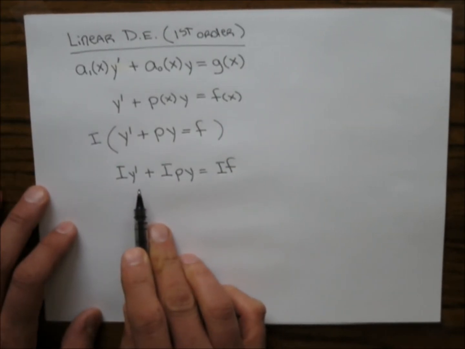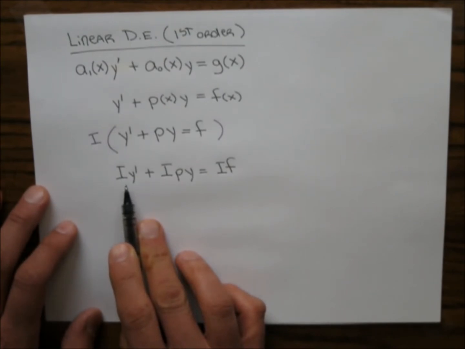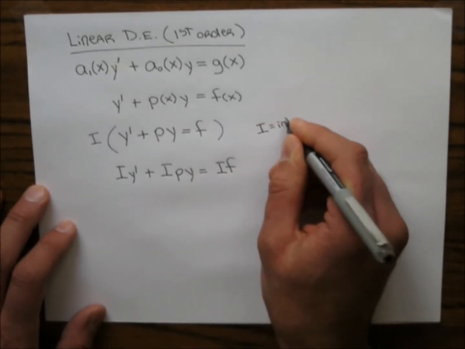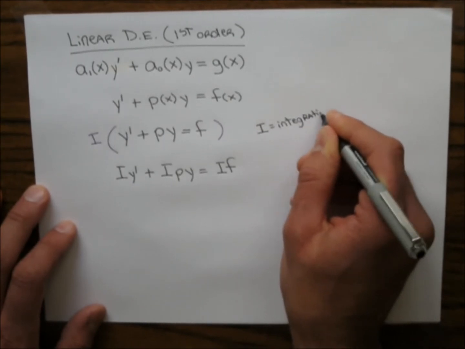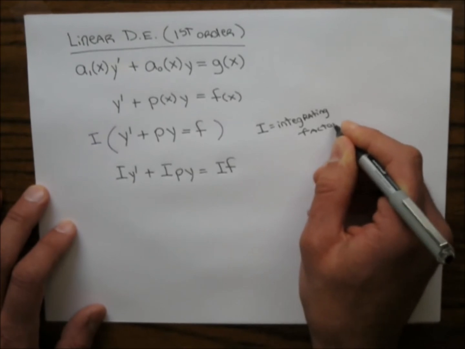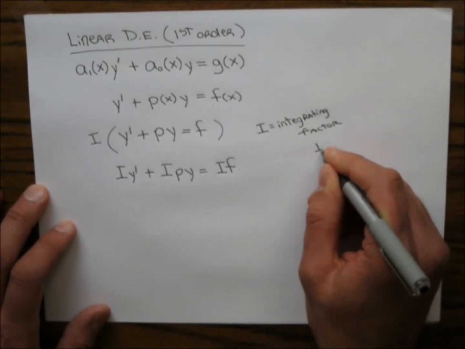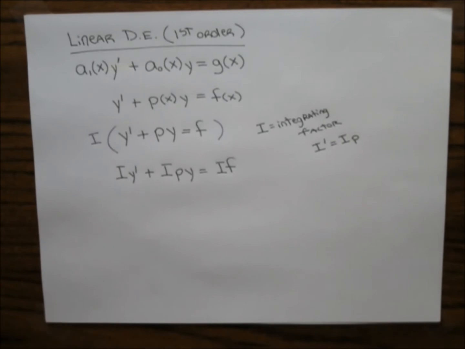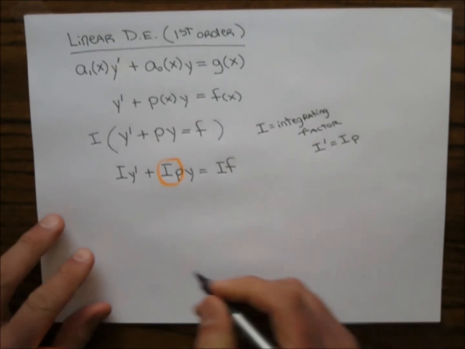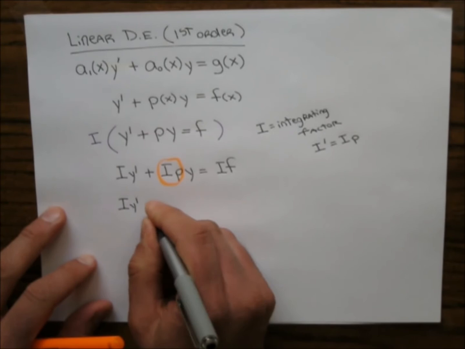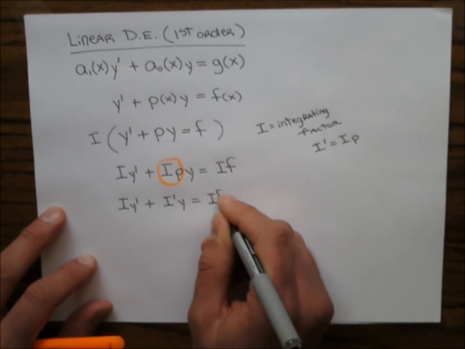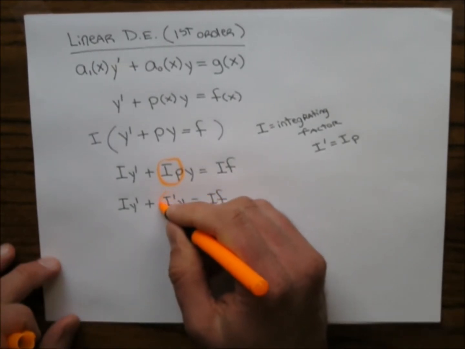Okay, now, because we have this integrating factor, so I is the integrating factor, and if you look at the last page, it has the property where I prime equals I times p. Now look what we have here. We have I p. So we're going to replace that with an I prime. So I have I times y prime plus I prime times y equals I f. And so the orange got replaced with the orange.